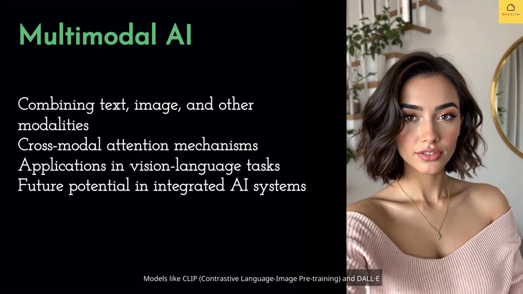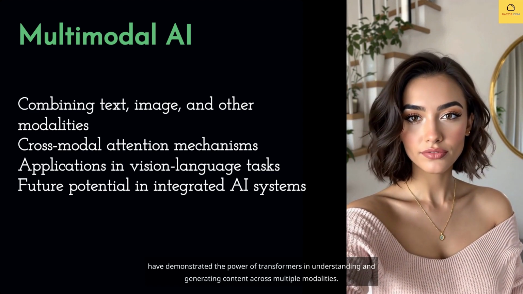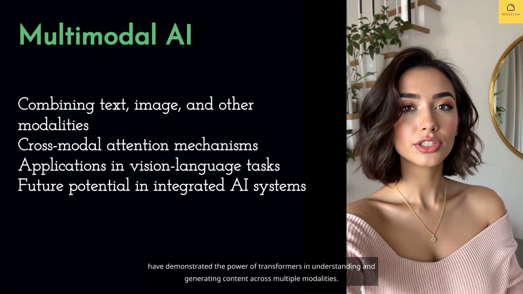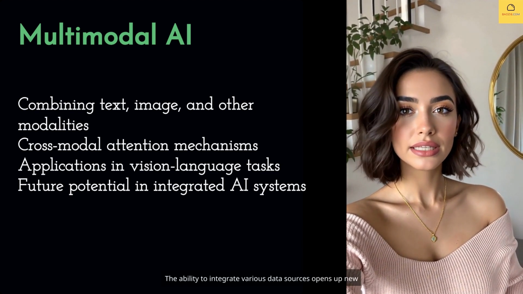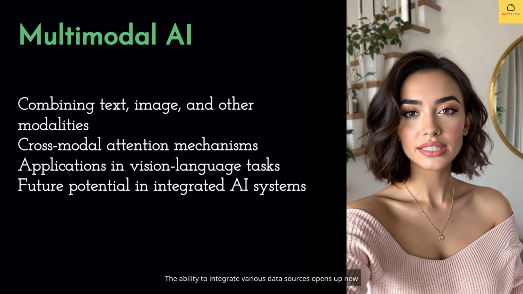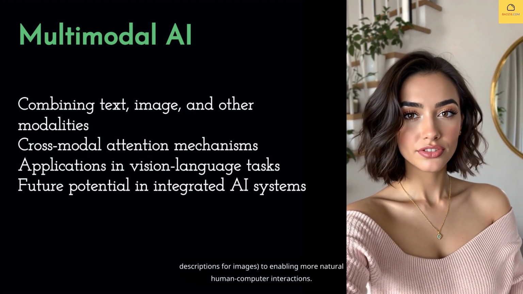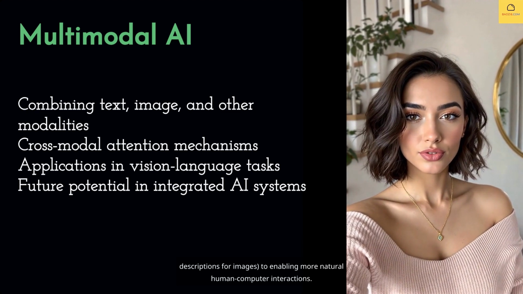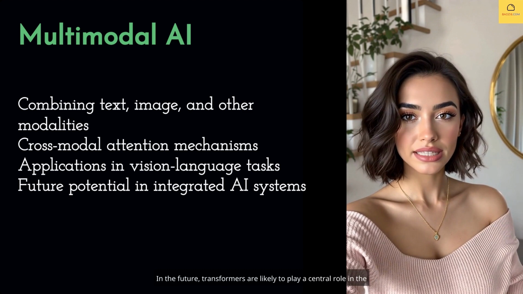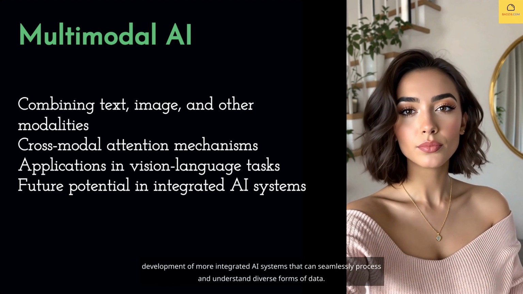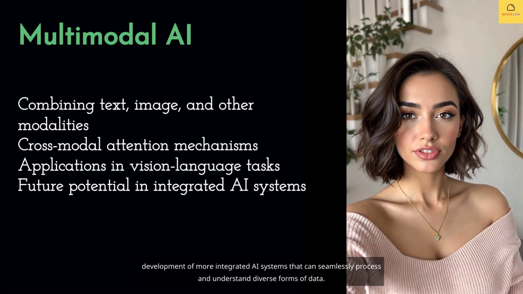Models like CLIP, contrastive language image pre-training, and DALL-E have demonstrated the power of transformers in understanding and generating content across multiple modalities. The ability to integrate various data sources opens up new possibilities for AI, from improving accessibility, e.g., audio descriptions for images, to enabling more natural human-computer interactions. In the future, transformers are likely to play a central role in the development of more integrated AI systems that can seamlessly process and understand diverse forms of data.